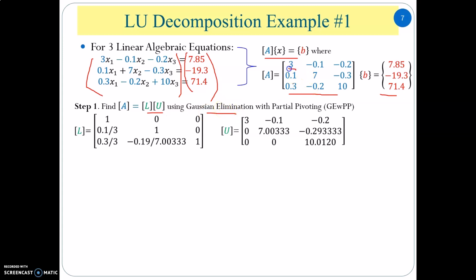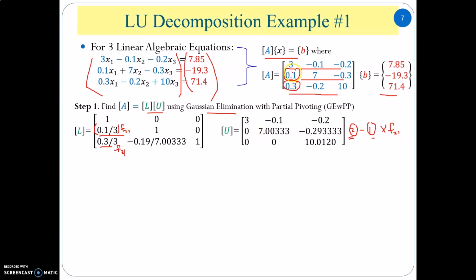For example, to make this 0, we have the factor F21, which is 0.1 divided by 3. To make this 0, we have the factor F31, which is 0.3 divided by 3. Take the second row minus the first row, and the first row must be multiplied with factor F21.